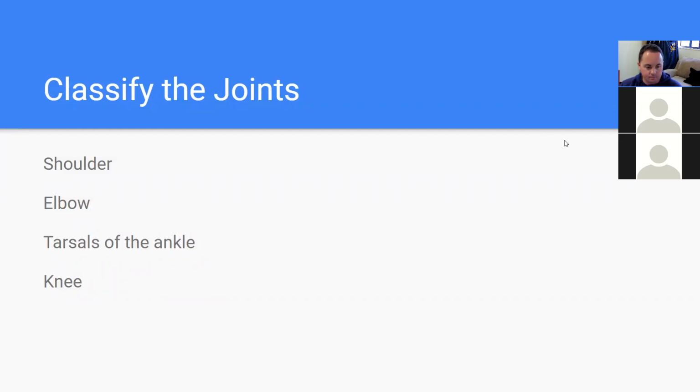Now you guys are going to have a homework assignment. I've had the other classes do this, so there's been some confusion with instruction. So I came up with a slightly better activity. Aaron Kim, the elbow was a hinge joint, and the tarsals were a gliding.